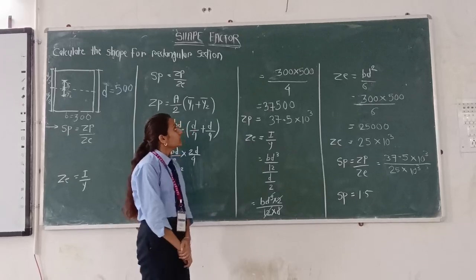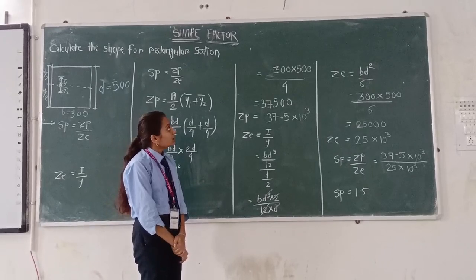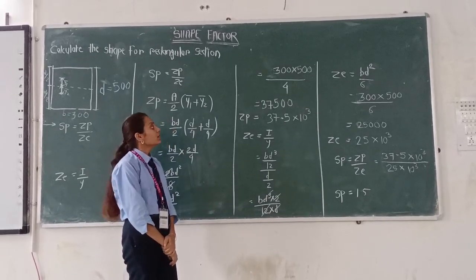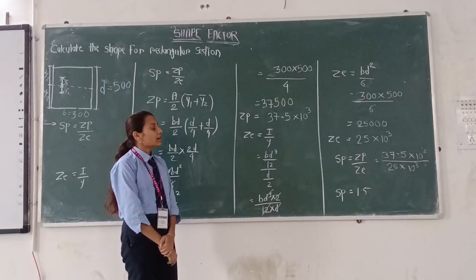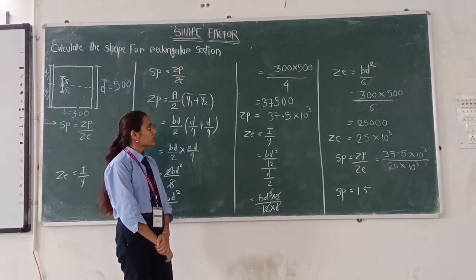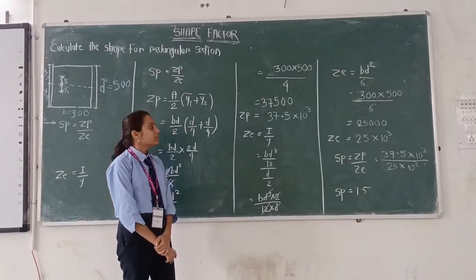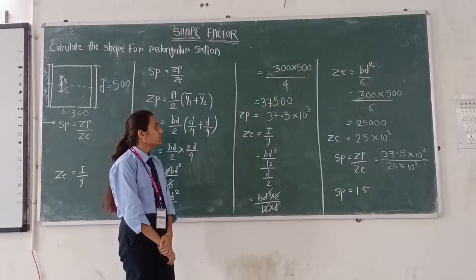Then 300 into 500 divided by 4. Answer is 37,500. ZP is equal to ZP answer is 37.5 into 10 to the power 3.